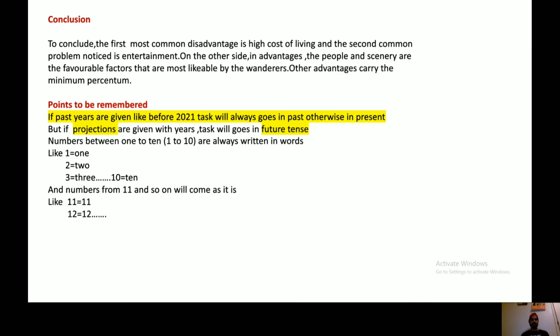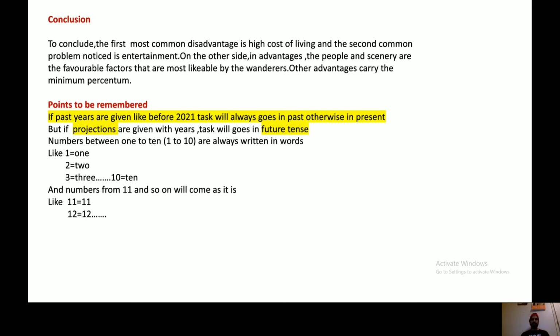If past years are given, like before 2021, the task will always go in the past. If any year is given before 2021, it is the past for us, so we will use the past tense. On the other side, if the task is given in the present year, like 2021, we will use the present tense. And if no year is given in the task, just the figures, the task still goes in the present tense. But if projections, estimations, or probabilities in the future are given, we have to write the task in the future tense, because we are talking about the projections, where the figures will rise, go up, or decline.